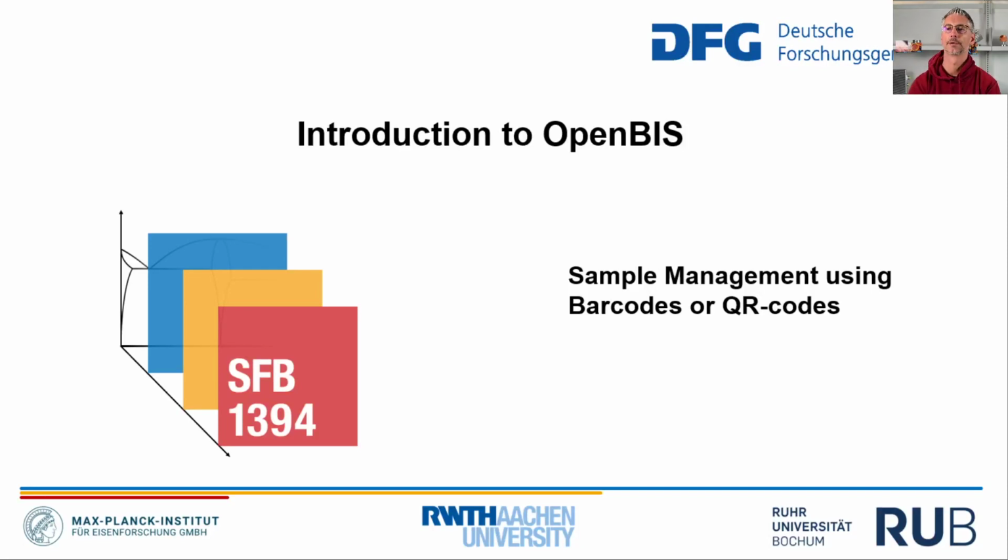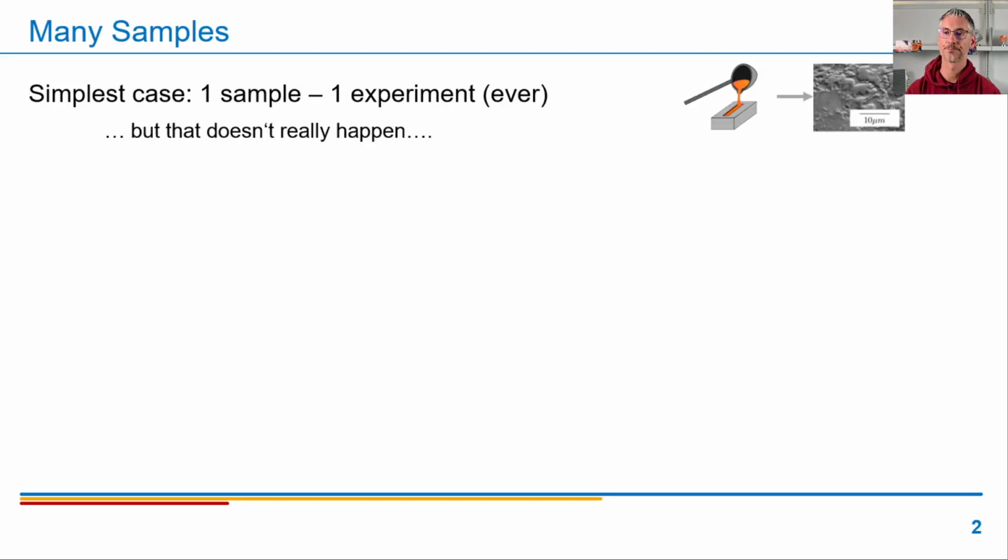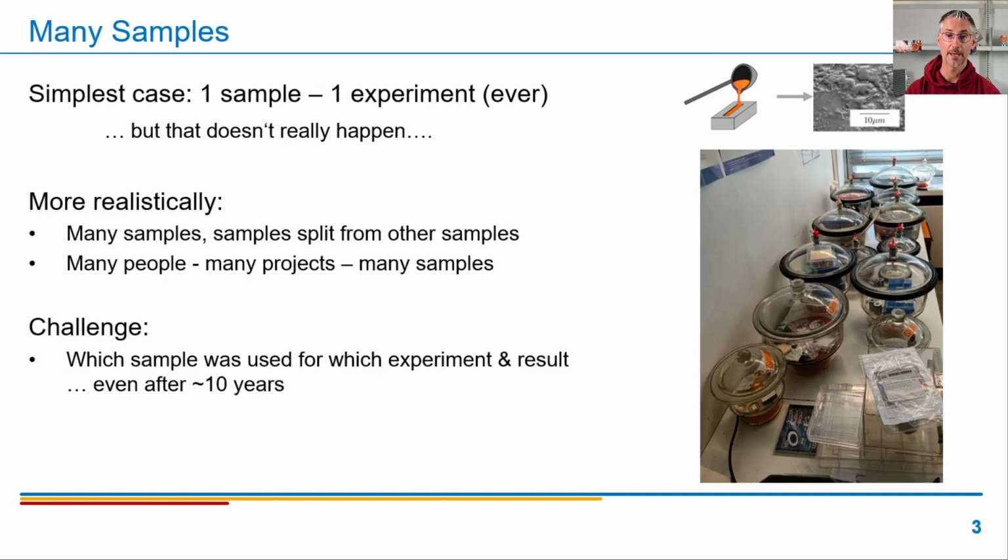Hello and welcome back. In today's session we have another go at OpenBIS and look at sample management using barcodes or QR codes. So why do we need to do that? We typically have many samples, especially in our CSC or SFB, that we need to talk about. The simplest case would really be we only have one sample to one experiment ever on it. Well, of course that doesn't really happen.